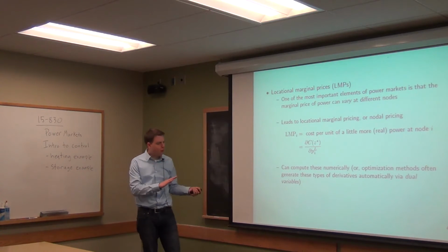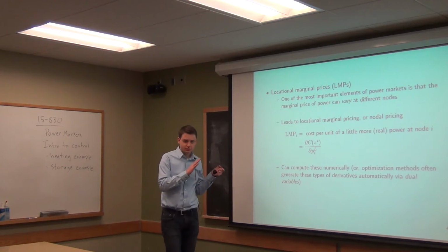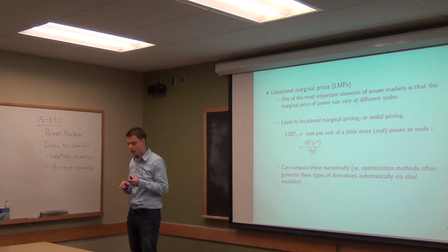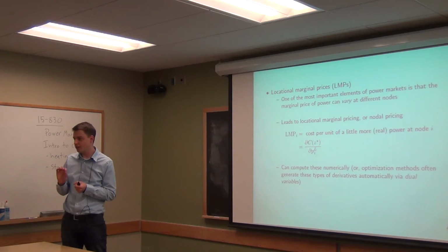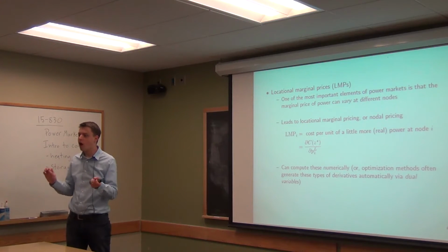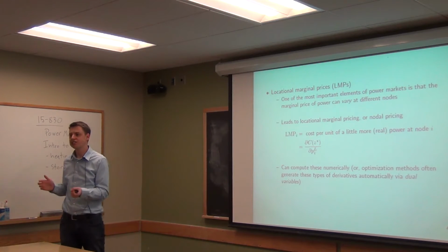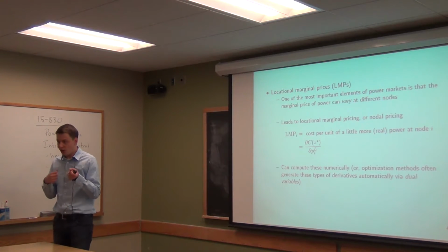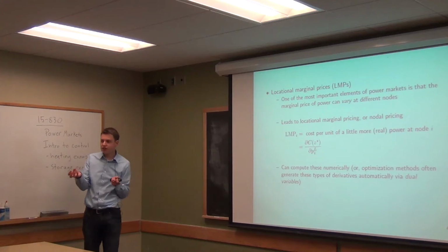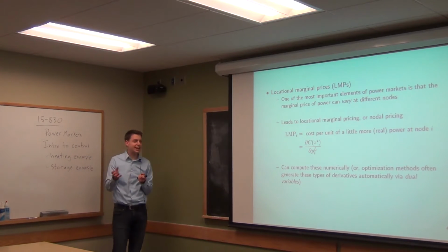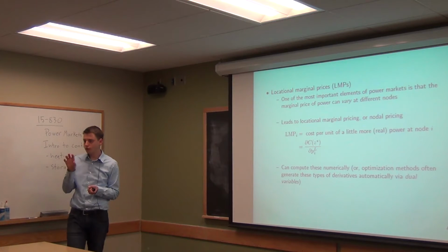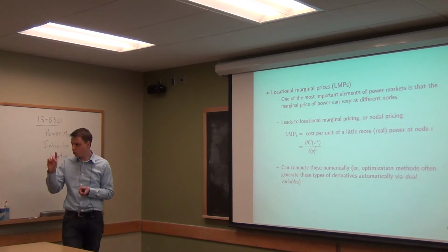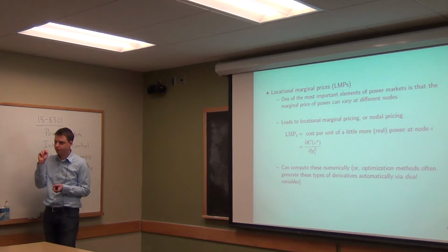In power markets, there is an analogous quantity, but the interesting thing is that because power has to obey physical laws and has losses between nodes, the price of power varies at different locations in your network. So this is very different from most markets, right?